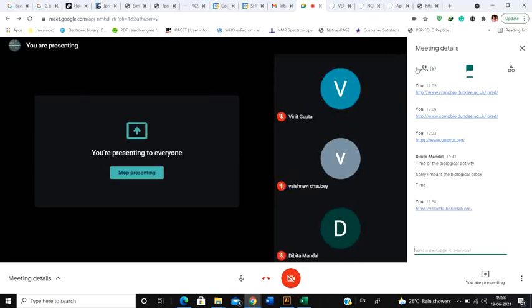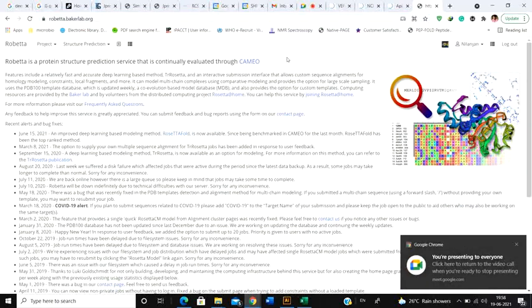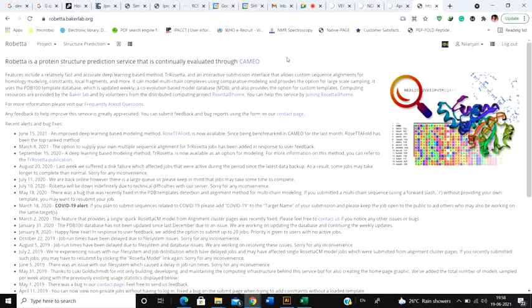Now in this particular case, what happened? In the earlier JPred, we predicted the secondary structure, only the 2D secondary structure, but now we are into a server where we can actually produce and predict the 3D structure of your protein. So this is the Robetta server.